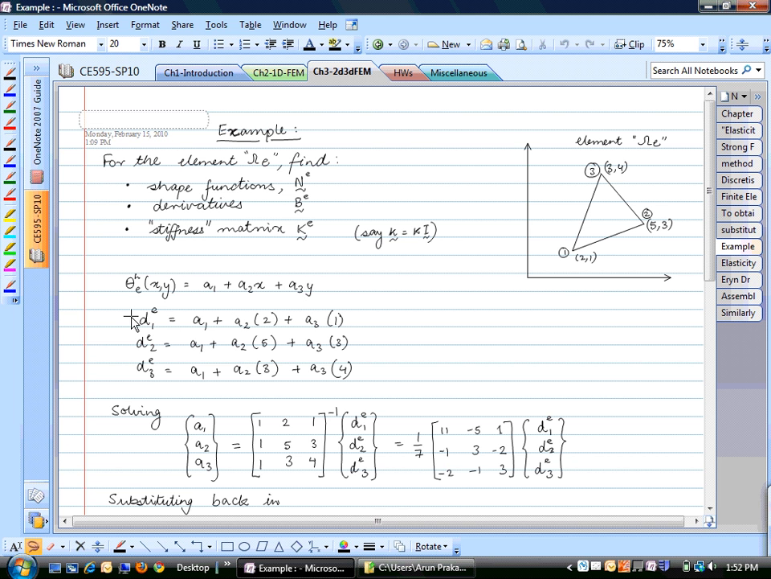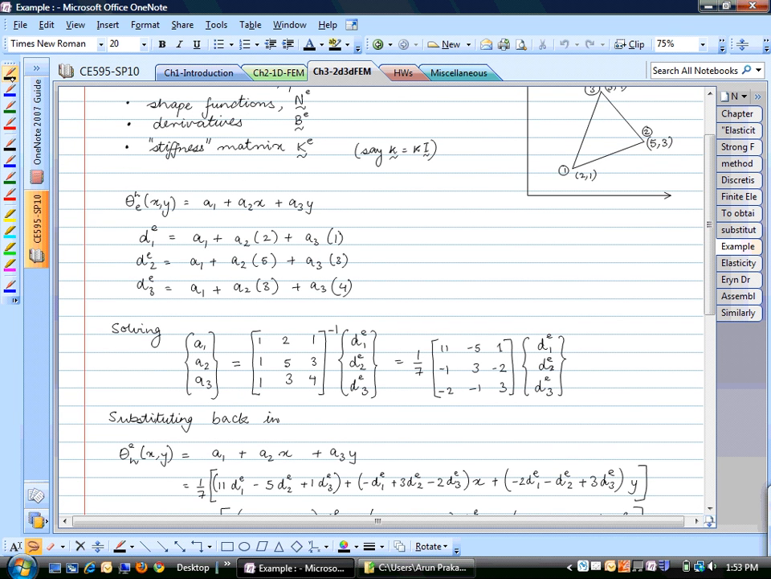The right hand side values are unknowns that we will solve for later, but right now we treat them as known because we want to express these shape functions in terms of x and y. So this is the right hand side vector, this is the left hand side matrix, and the unknowns are a1, a2, a3. The matrix is 1, 1, 1, and 2, 5, 3 comes from here, 1, 3, 4 comes from here.